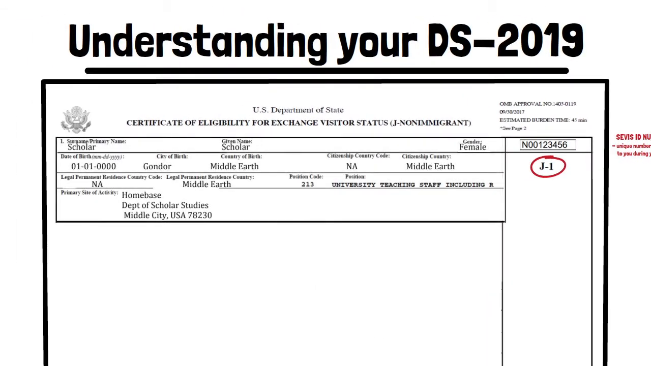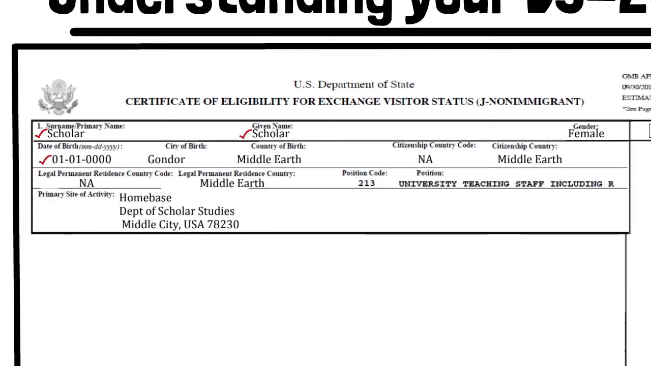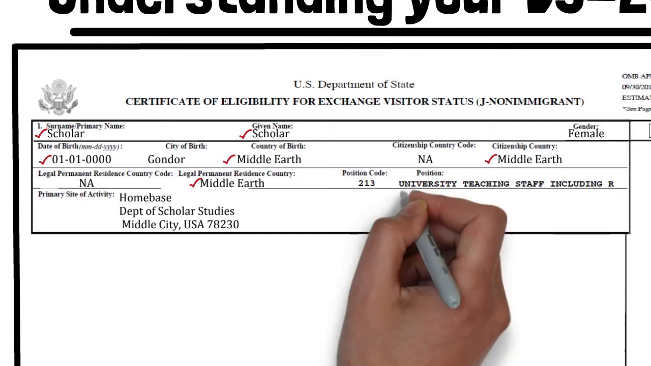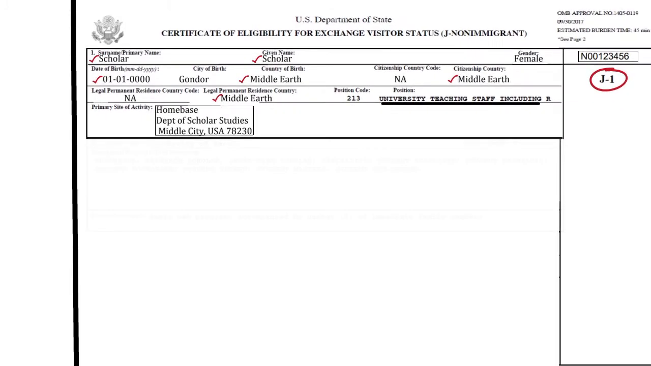Section 1. Your information. At the top of the page in Section 1, verify that your name is spelled correctly. Your name will usually appear on your DS-2019 as it appears in your passport. You should also verify that your date of birth, country of citizenship, and country of legal permanent residence is correct before applying for your visa. Here you will also see your position in your home country and where your primary site of activity will be in the US.